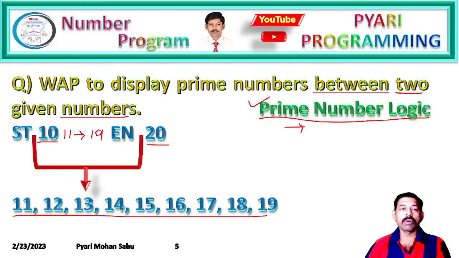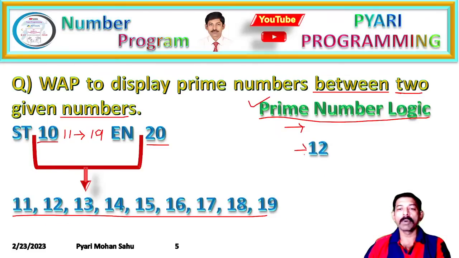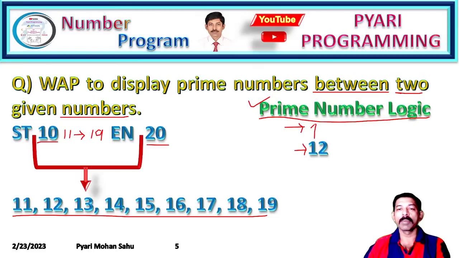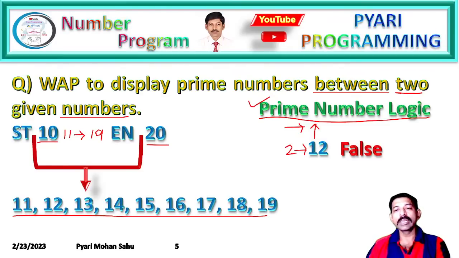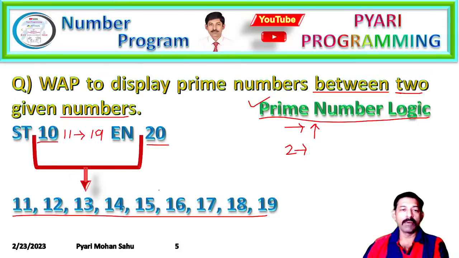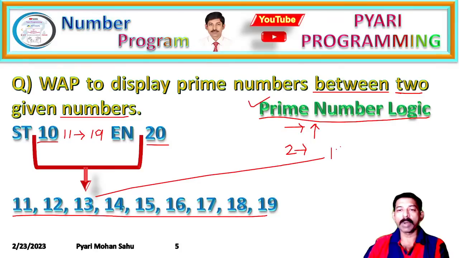अब नेक्स्ट टाइम मैं कौन सा नंबर लेके आऊंगा? 12. अब नंबर इज माई 12. I will check whether 12 is prime or not. I will apply it in the prime number logic. Now it is false. Why? Because it is divisible by 2. So it is not a prime number. So I will not display it. I will take the next number called 13. I will check 13 is prime or not.